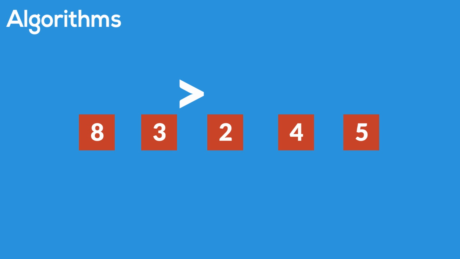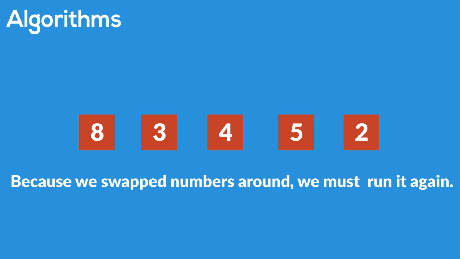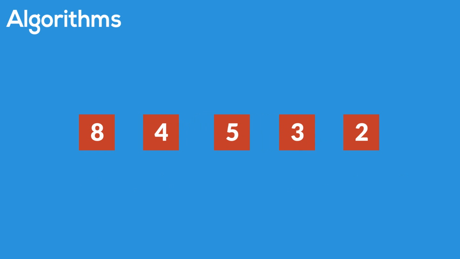3 is more than 2, so we'll leave it how it is. 2 is not more than 4, so we'll swap them over. Finally, 2 is not more than 5, so we'll swap those over. And now we've got 8, 3, 4, 5, and 2. Not quite in the right order yet. Because we swapped numbers around, we need to run it again. And because we swapped that time, let's run it again.